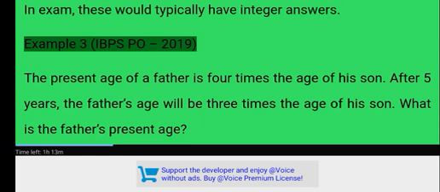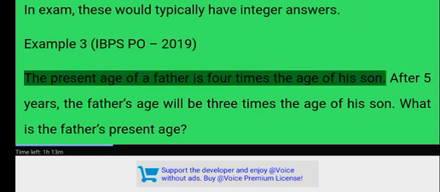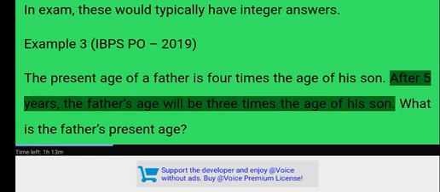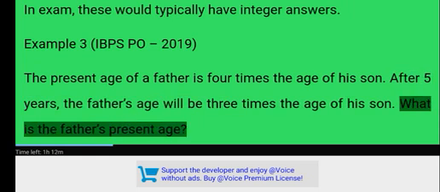Example 3, IBPS PO 2019. The present age of a father is 4 times the age of his son. After 5 years, the father's age will be 3 times the age of his son. What is the father's present age?